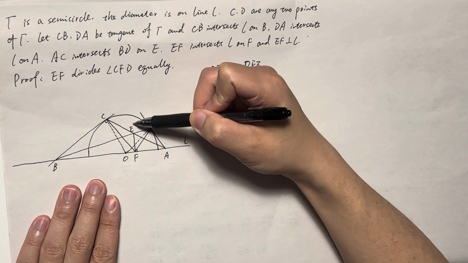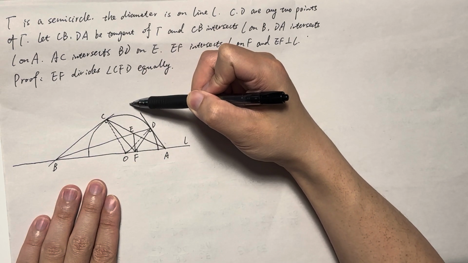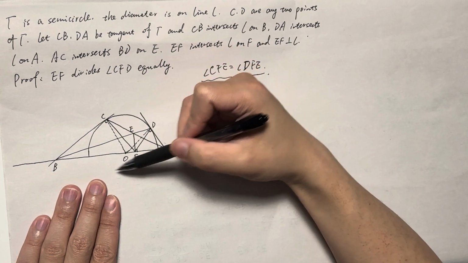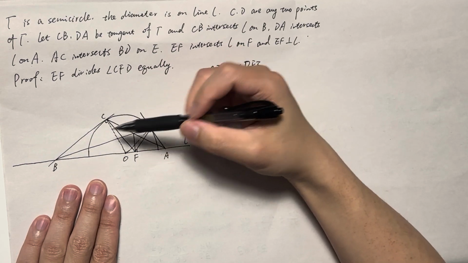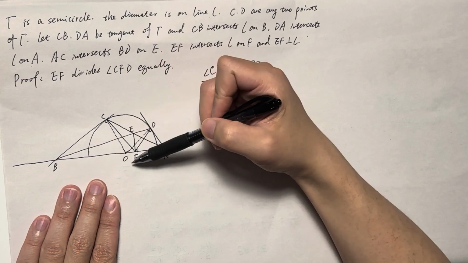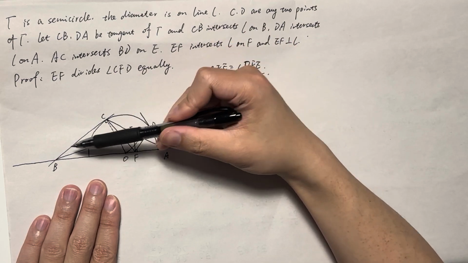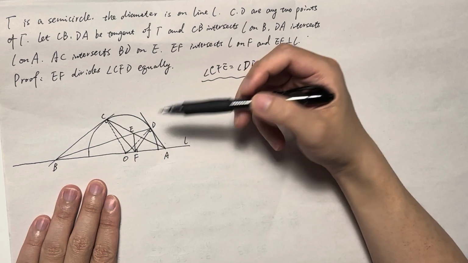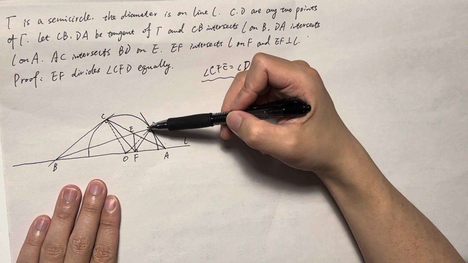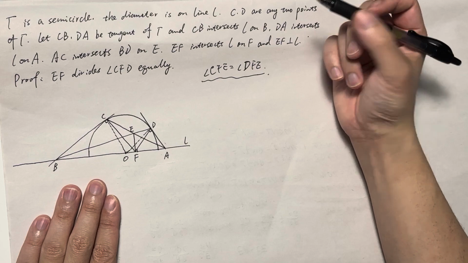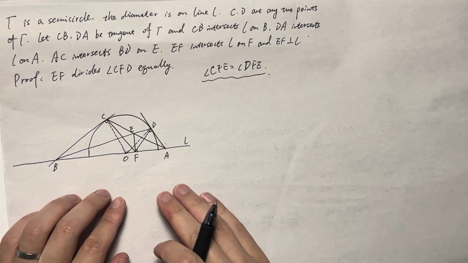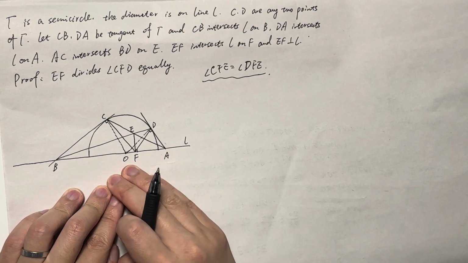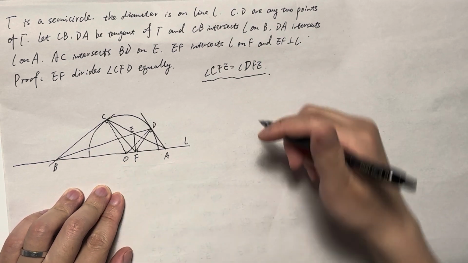That means if we extend EF and intersect it with CB, then we get a triangle similar to triangle CBO, and we can have something similar here. But we cannot associate these two. So to address this issue, let's first study this figure.